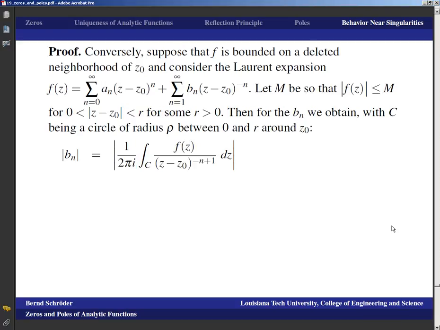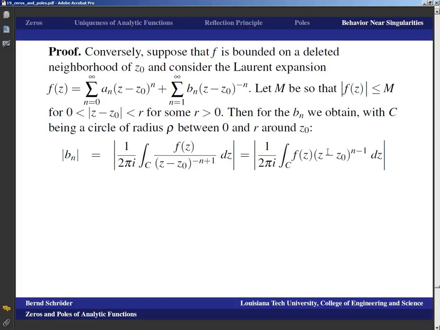Well, indeed I do need that 1 over 2 pi i there. I just looked up that formula again. All right. Well, no matter. That's equal to the absolute value of 1 over 2 pi i, integral over C of f of z times (z minus z0) to the n minus 1.